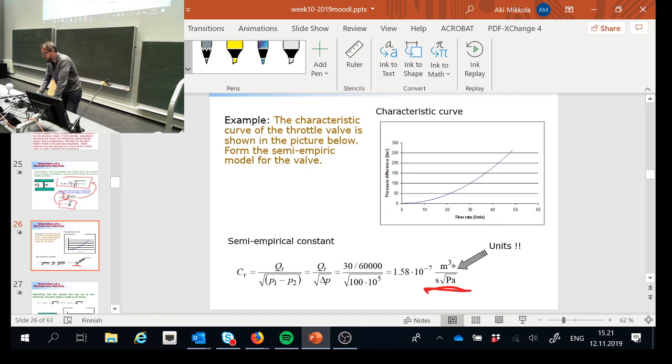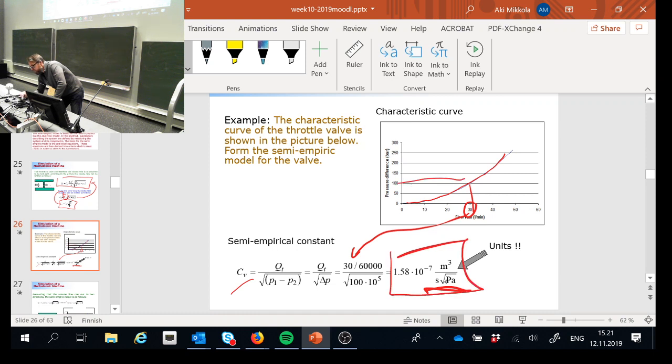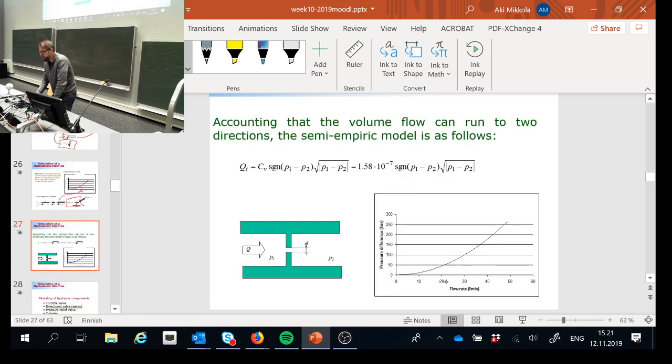So again, the idea is that you take this characteristic curve, one point, it doesn't matter which point because it's always following the quadratic curve, and then you just substitute the values from that into this semi-empirical parameter equation, and then you can compute how much the semi-empirical parameter is. And then you're good to go and express the equation that defines how much flow is traveling through this particular component.